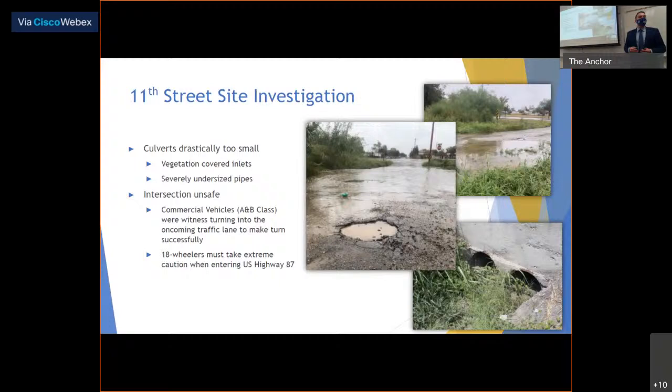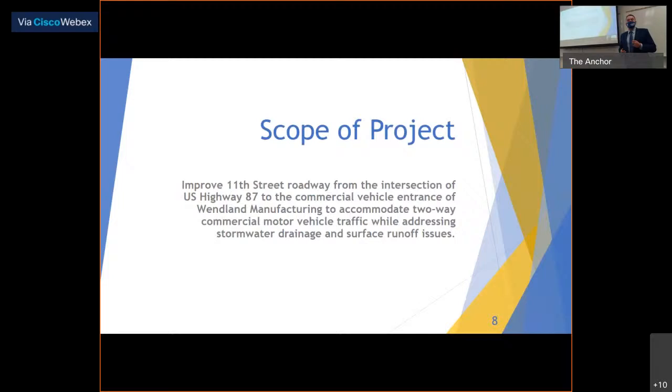So let's go ahead and finalize all of this into one scope. What we decided for our scope was to improve the 11th Street roadway from the intersection of US Highway 87 to the commercial vehicle entrance of Wendland Manufacturing to accommodate two-way commercial motor vehicle traffic while addressing stormwater damage and surface runoff issues. So I'm going to pass this off to Nora. We are going to dive in depth on the options.